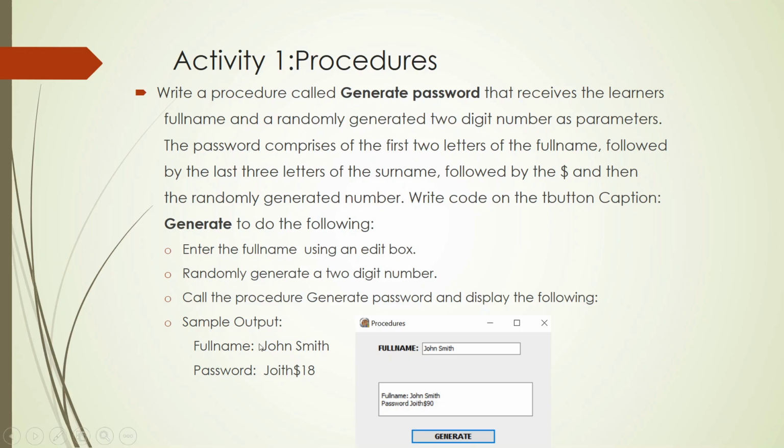So this is a sample output. If the full name entered was John Smith, the password will be JO, which is the first 2 letters of the full name. ITH is the last 3 characters of the full name, followed by a $ sign and followed by a randomly generated 2-digit number. Let's go and take a look at the code.